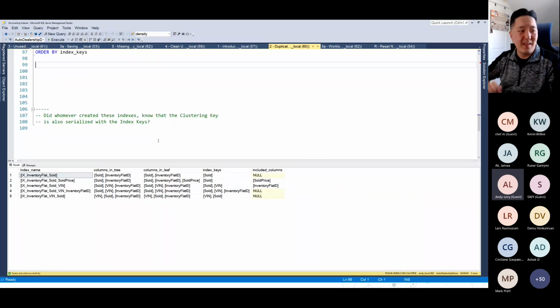Andy, we do have a question. Yes. Stephen wants to know, if I have a query that does not include a column from the index, is the index still used?